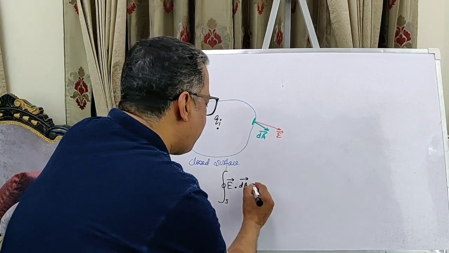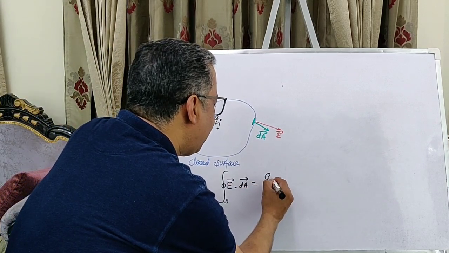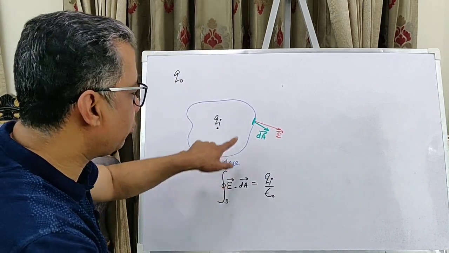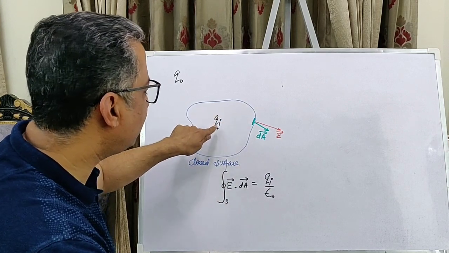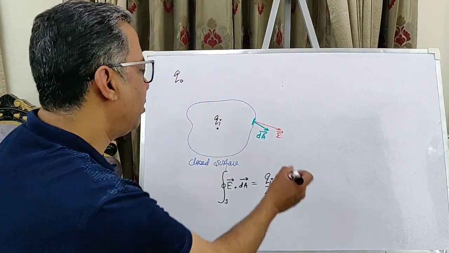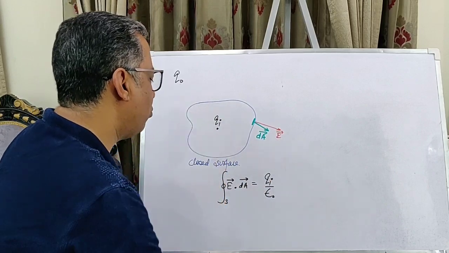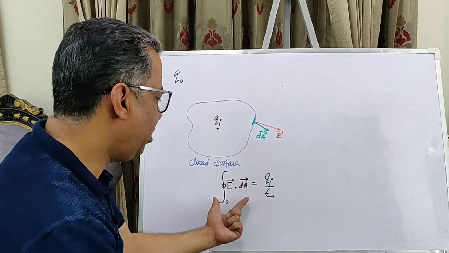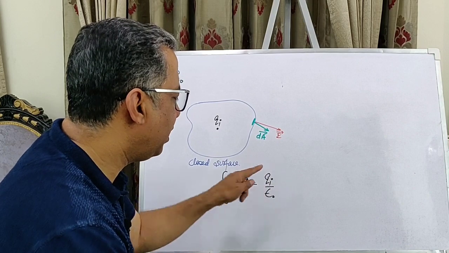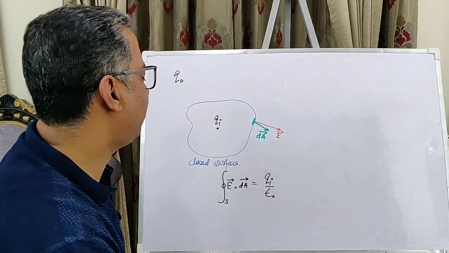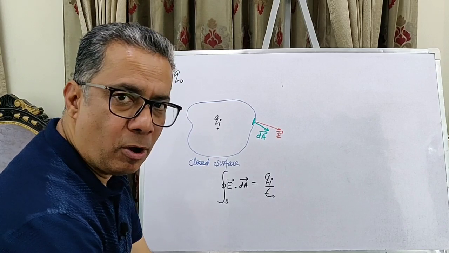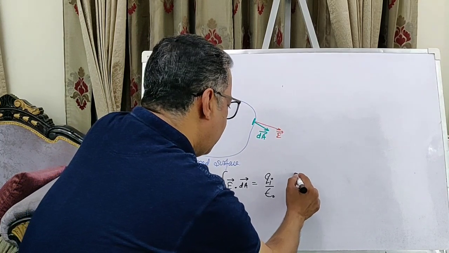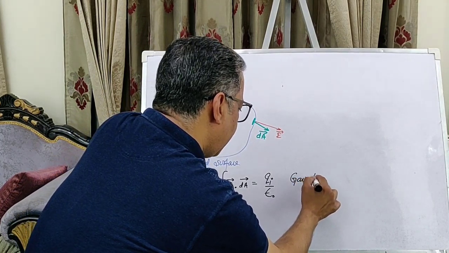Now this will come out to be Qi divided by epsilon naught. So even though this field was due to charges enclosed inside the surface as well as charges outside, so this field is because of Qi as well as Qo, on the right hand side of the equation, once we have calculated this total flux, it comes out to be the charge enclosed inside the surface divided by epsilon naught. And this expression here is called Gauss's theorem.